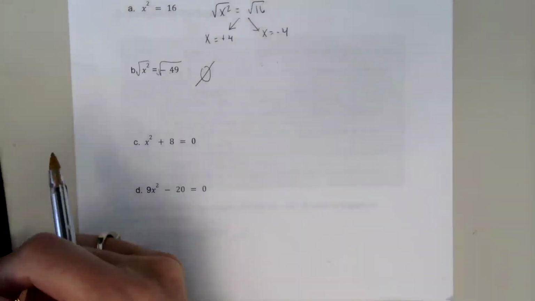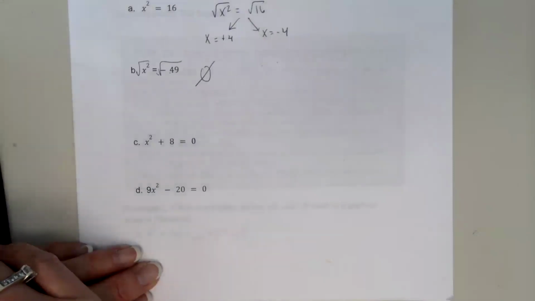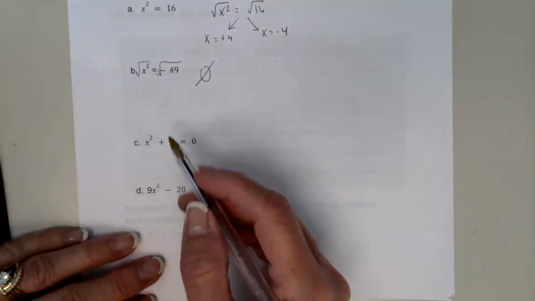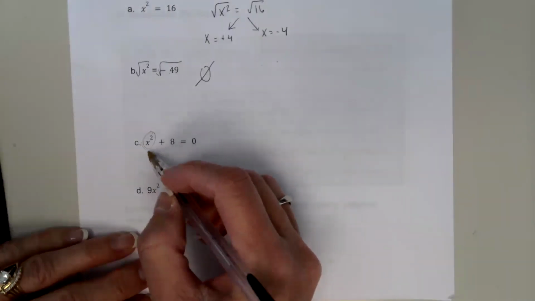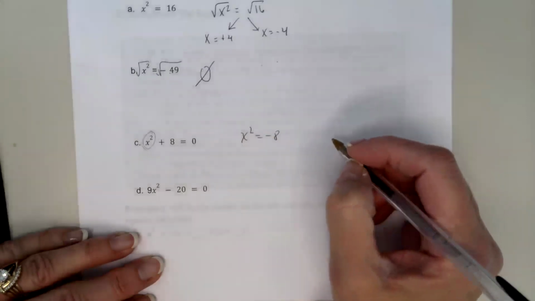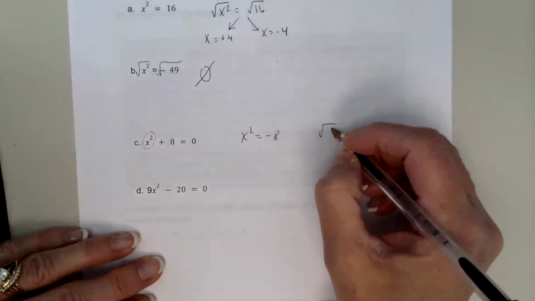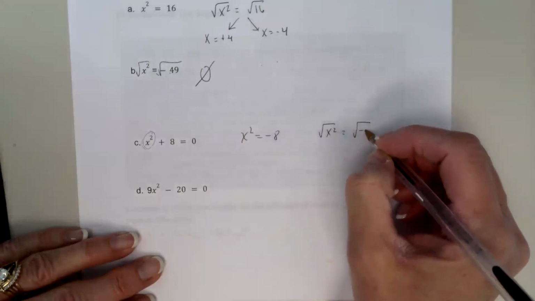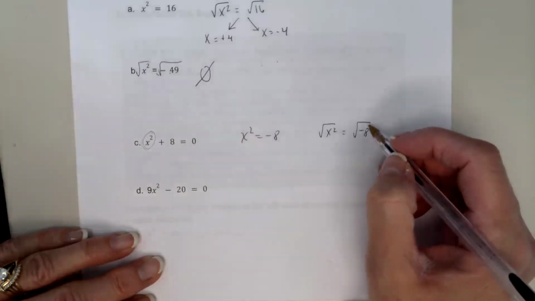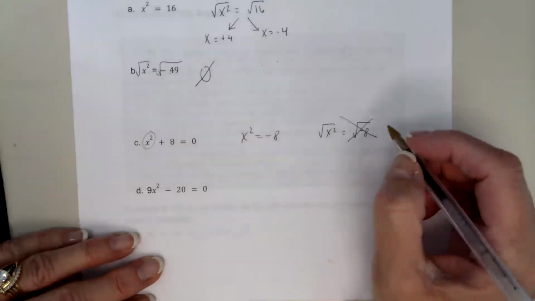Okay, let's look at C. C says we want to find x, but I need to isolate x. So I'm going to subtract 8 from both sides. And now if I wanted to apply this rule or this property, I cannot do that because I would be taking the square root of a negative number. So again, that won't work.